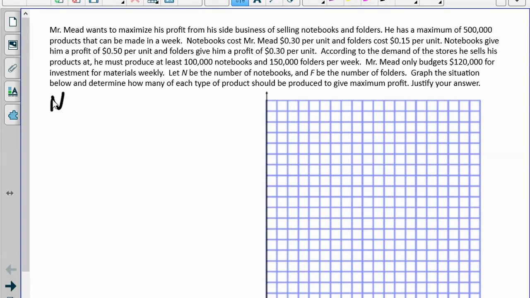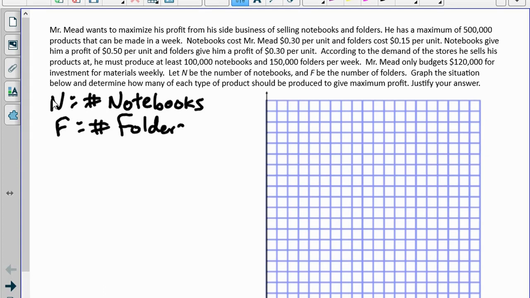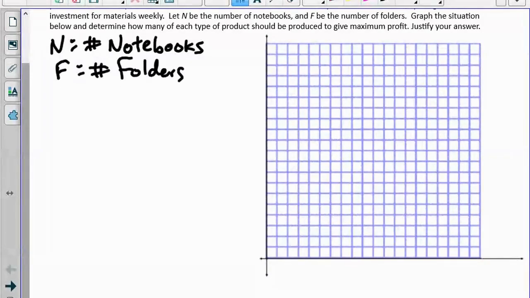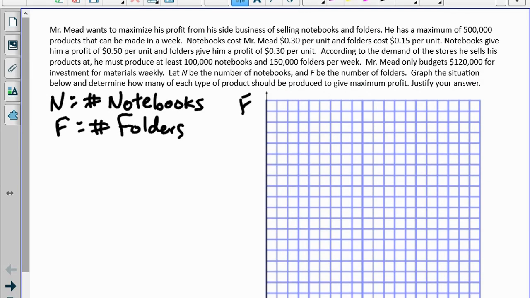So N is the number of notebooks, and F is the number of folders. I'm also going to label my axes so that I know that N and F are for notebooks and folders. Now, if I'm graphing them on a calculator, N would be X and F would be Y, because that's kind of how we want to look at it.